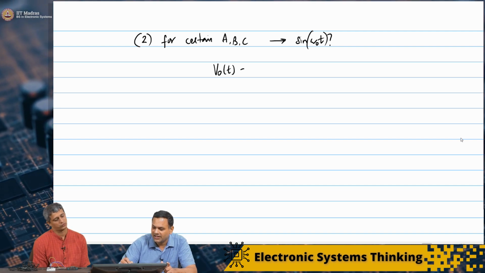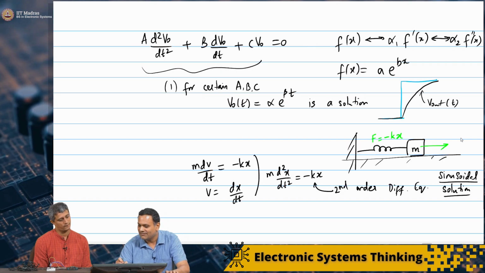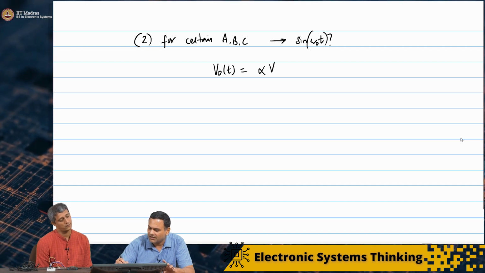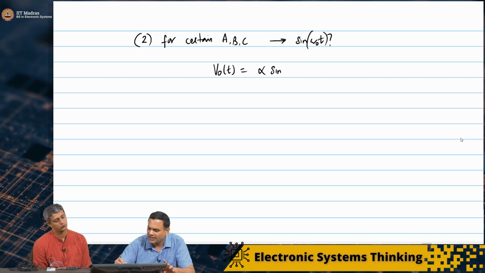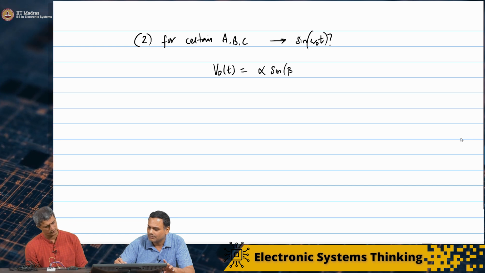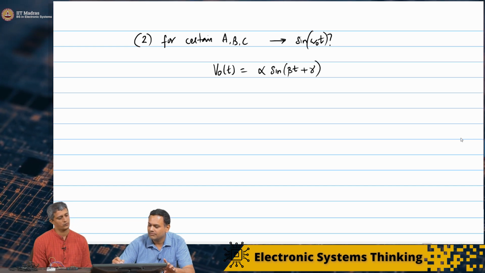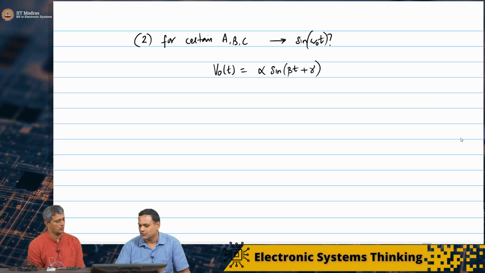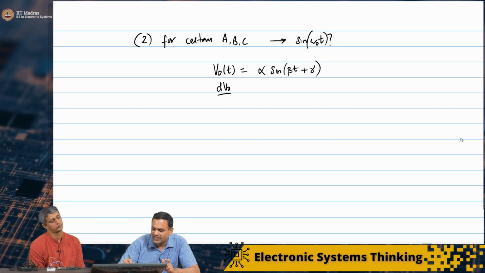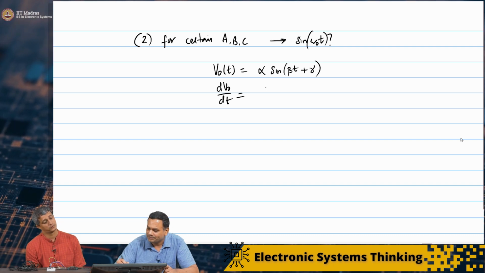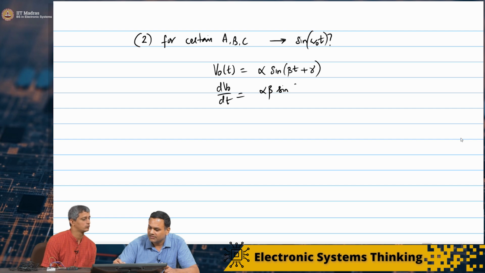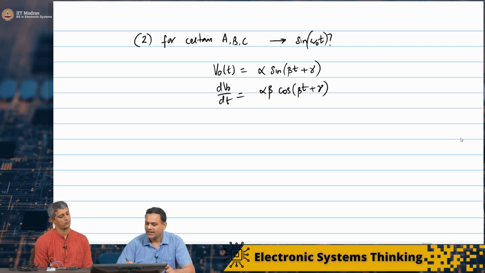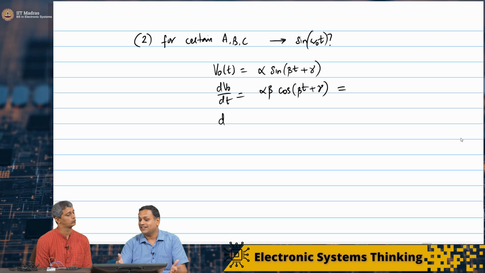So if v naught of t, let us follow the same approach. You said alpha e power beta t. Here we'll write it as alpha sine of beta t plus gamma, where gamma is some phase. Basically, this is the generalized form of a sinusoid. And dv naught by dt is alpha beta cos of beta t plus gamma, which can of course be written as a delayed sinusoid again.